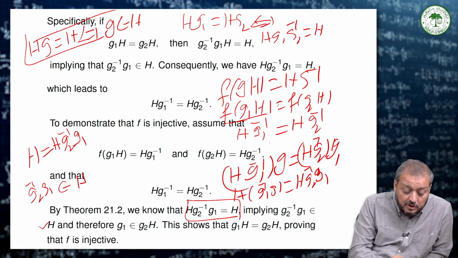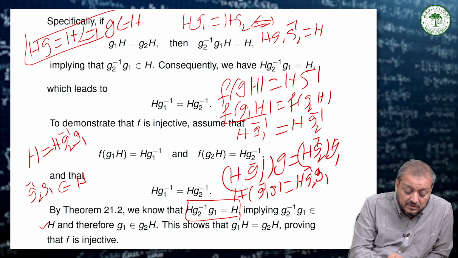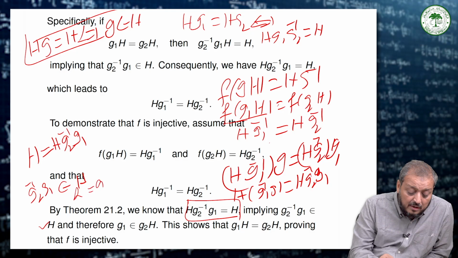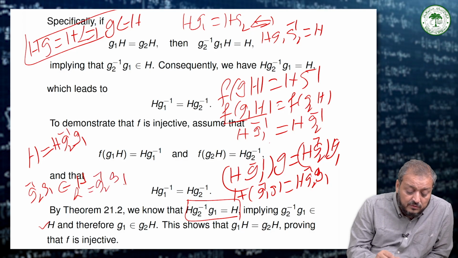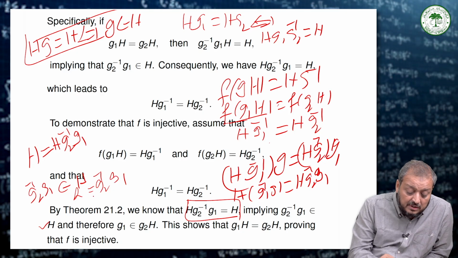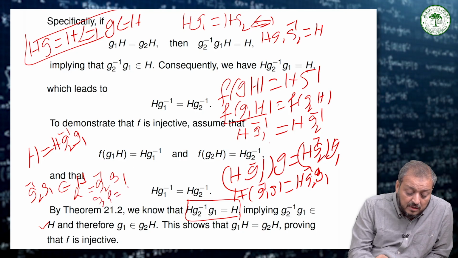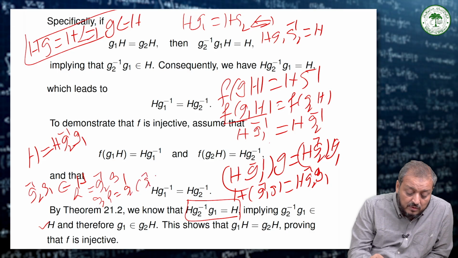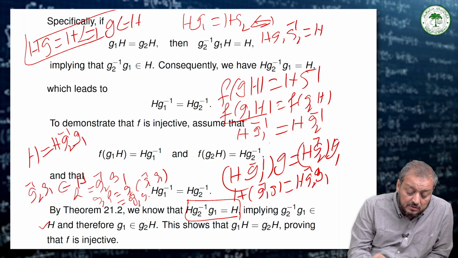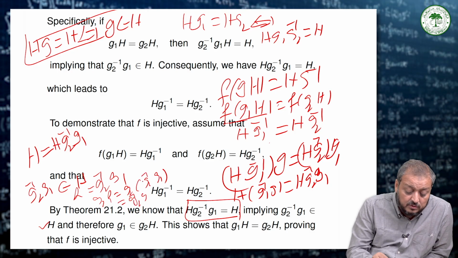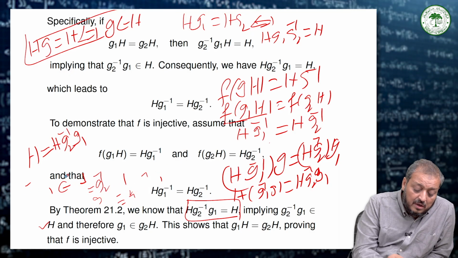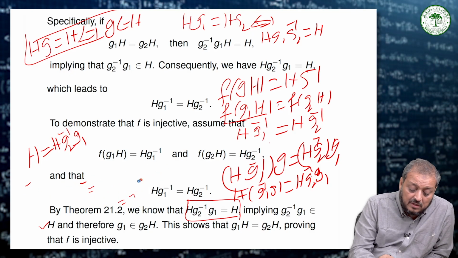And if G2 inverse G1 is an element of H, then any h can be written in the form of G2 inverse and G1, and this can be written in the form of G2H is equal to G2 and G2 inverse and G1, and then this can be written as G2 inverse. Sorry, G2 into, let me explain this a little bit.